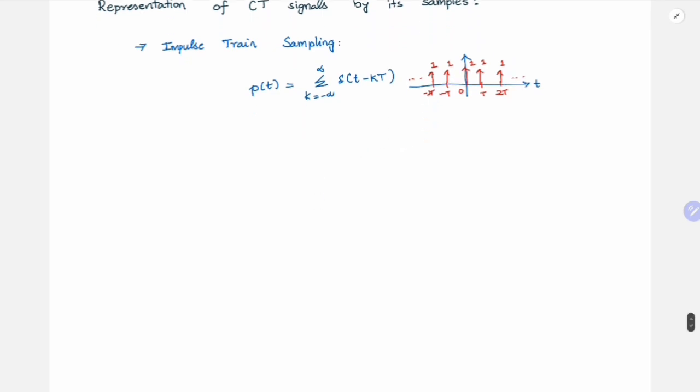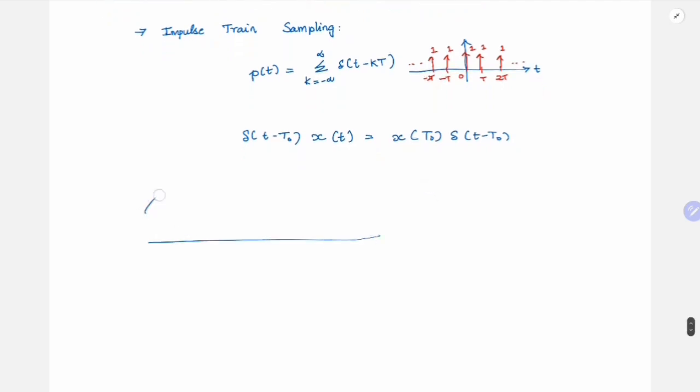So now, using the sampling property of the impulse, right? If you have an impulse delta of t minus t naught, and if you multiply any signal x of t with it, we know that it will be equal to x of t naught. It will retain only the value at t naught, and the delta of t minus t naught will remain. So similarly, if we have a signal x of t, and we multiply it with p of t.